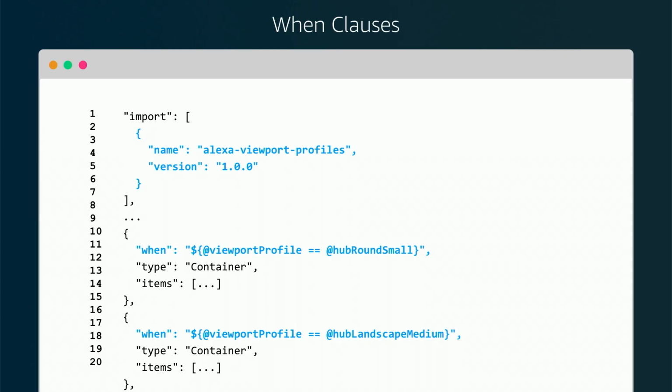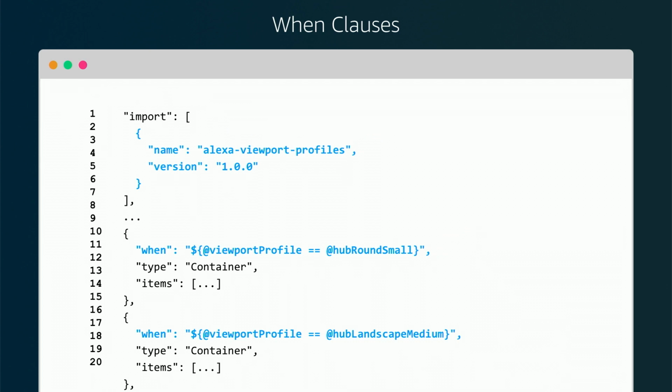So in order to access this and utilize this, I would import something called Alexa-viewport-profiles. Again, this is the library of groupings that we made against the viewport, so that way you can trigger multiple device families. And then I would use something called a when clause. Now, a when clause is similar to an if statement. It just houses a condition.